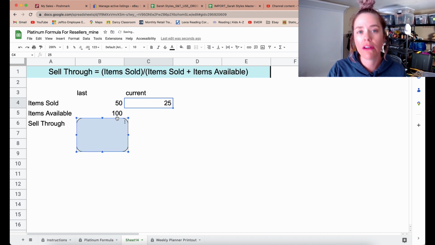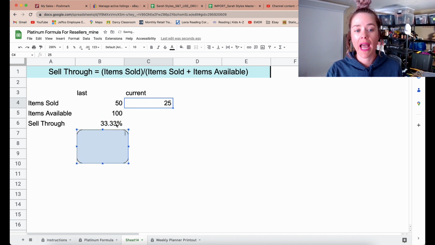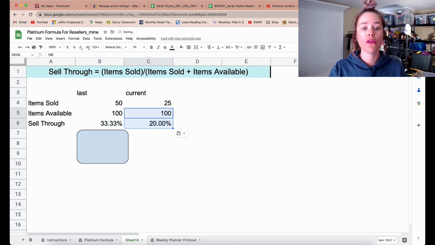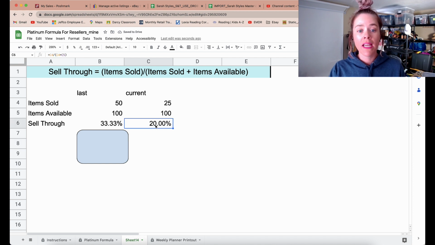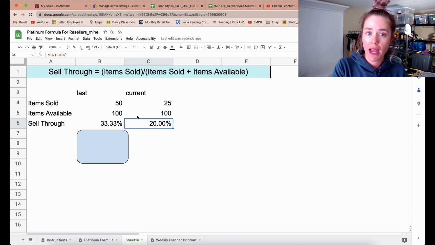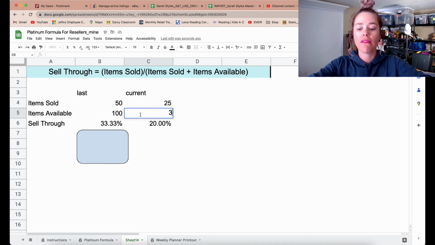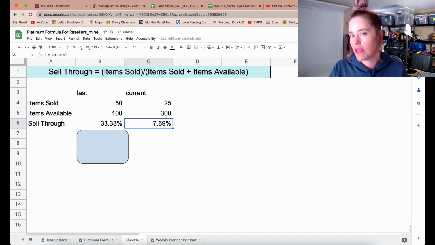But if you compare it to the items you had available, I'm just going to do a quick copy and paste here so we have it. If you have the same items available, let's say last month you had 100 items available and this month you had 100 items available, yes, your sell-through rate is going down. But let's say you are listing, and now you have 300 items available, and you're still only selling 25 shoes. Your sell-through rate is down.